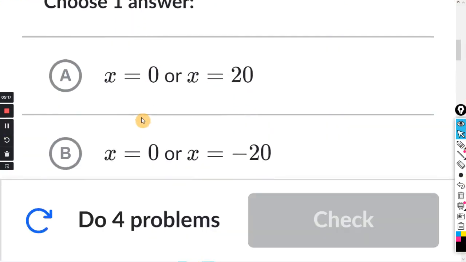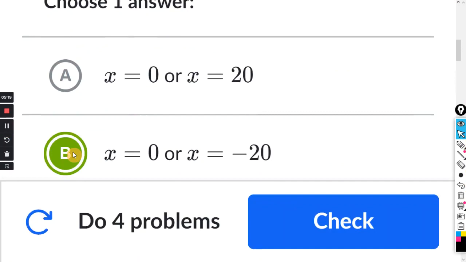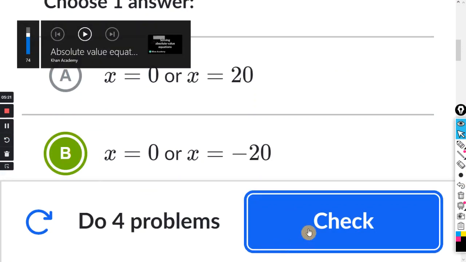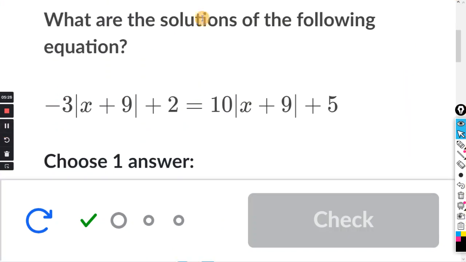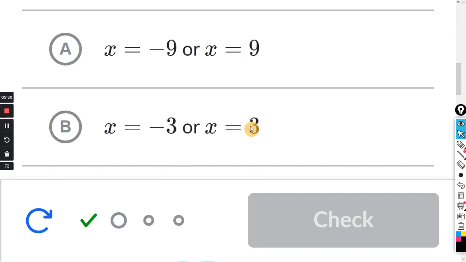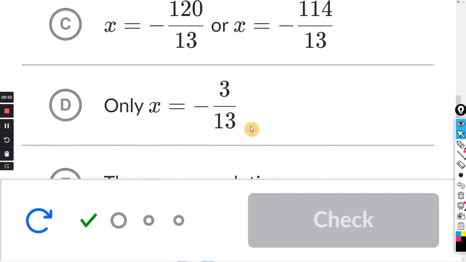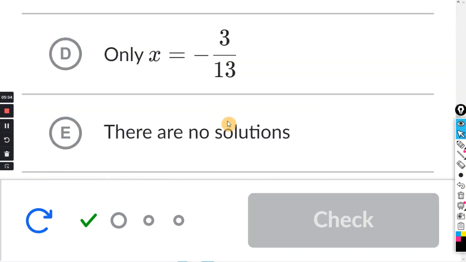All right, scrolling down, x equals 0 and negative 20. All right, I think these problems are all the same. We're just solving for this equation here, and it's multiple choices. Notice there might be a fractional answer or no solutions.